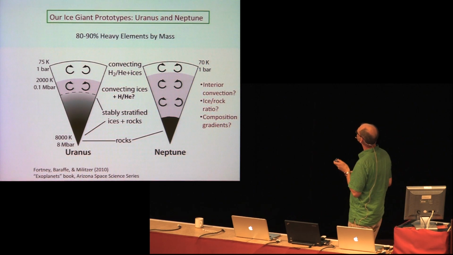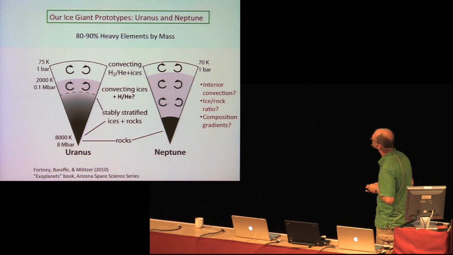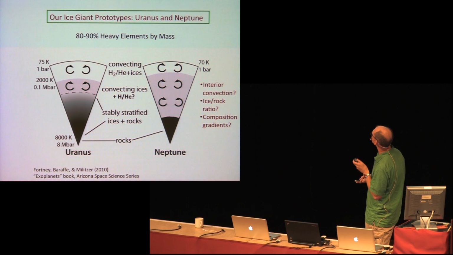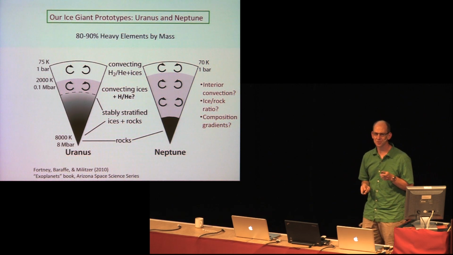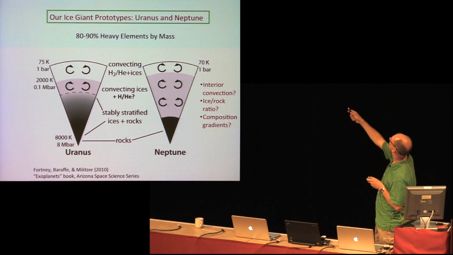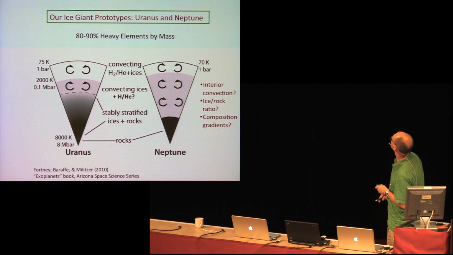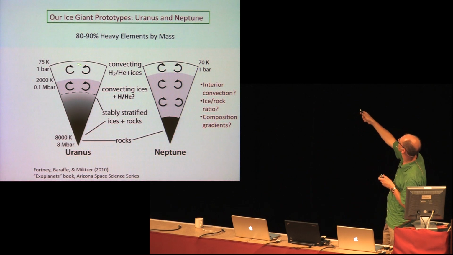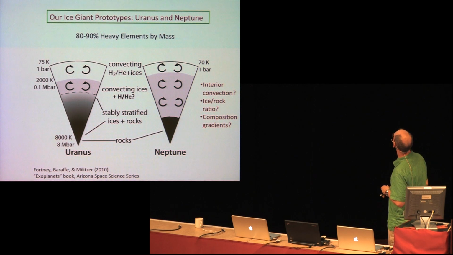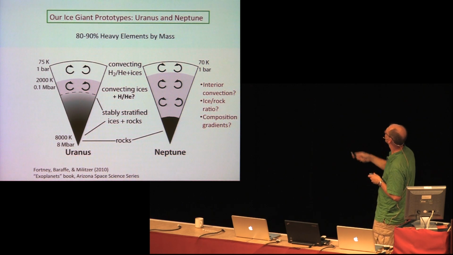So I want to switch gears to some lower mass planets in the last 5 minutes or so. Uranus and Neptune are not nearly as well understood as Jupiter and Saturn, I would say. We know they're about 80 to 90% metals, heavy elements by mass. Simple models tend to have a hydrogen-helium envelope with some other ices, a convecting envelope. The temperatures, again, are high pressure, high temperature.